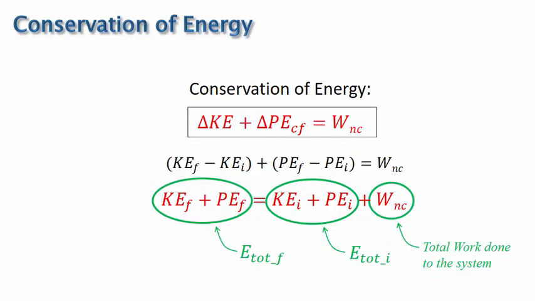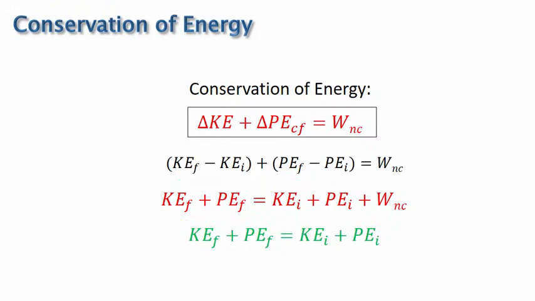In many applications, the system is isolated so that no work is done to the system. When this is the case, the equation simplifies to this, or we can combine the kinetic and potential energy terms and just indicate that the total final energy of the system equals the total initial energy of the system. Again, these last two equations are only true when there is no work done to the system.